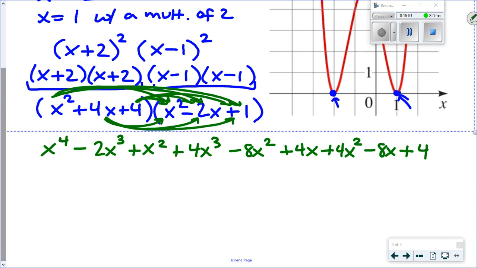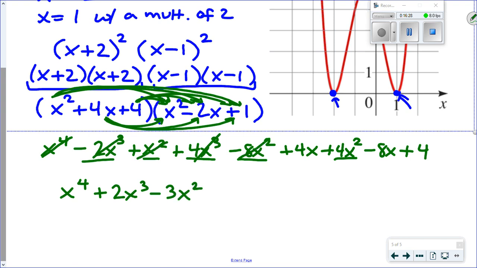Okay, then we just have to combine like terms. So I don't have another x to the fourth, so I'm just going to bring that down. Okay, then I would look for my x cubed. I have a negative 2x cubed plus 4x cubed. So that would be positive 2x cubed. And I like to cross them out after I combine them, just makes it easier. Okay, let's go down to the x squareds. I have 1x squared minus 8x squared. That's negative 7x squared plus 4x squared would be negative 3x squared. Okay, got those. All right, down to the x's. 4x minus 8x would be negative 4x. And then we have our plus 4. Okay, so this polynomial could represent that graph.